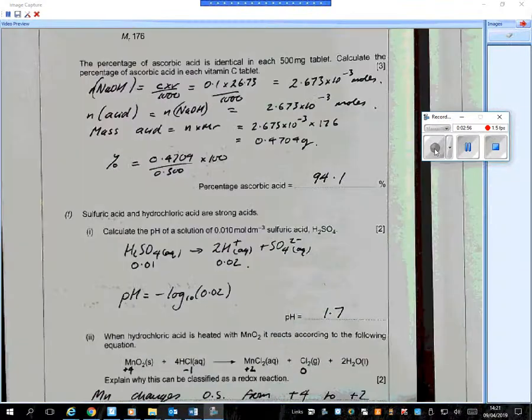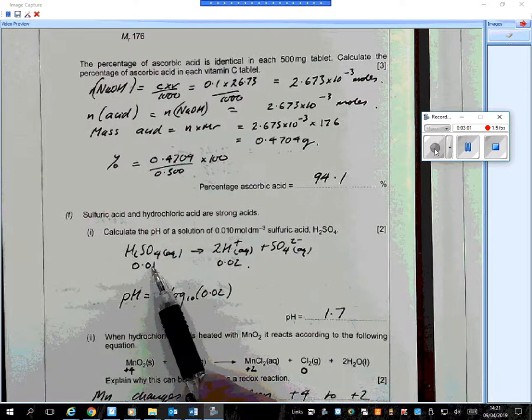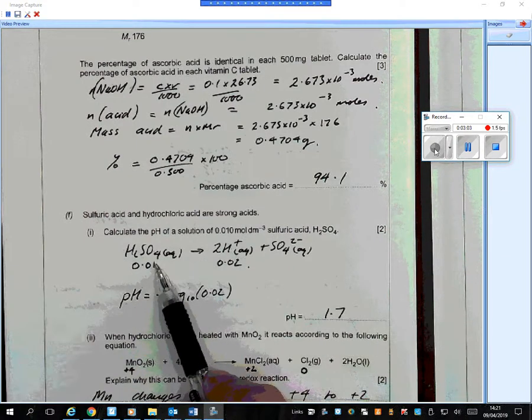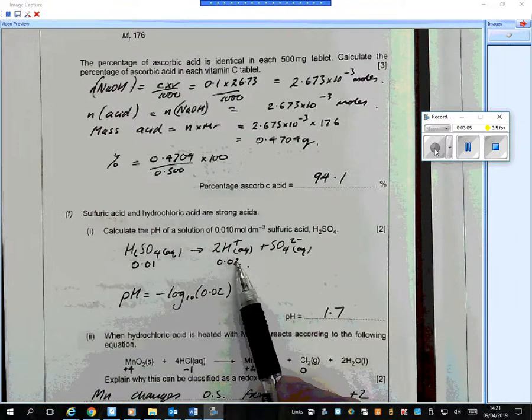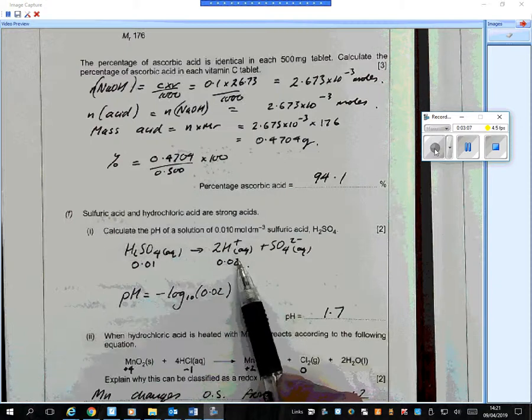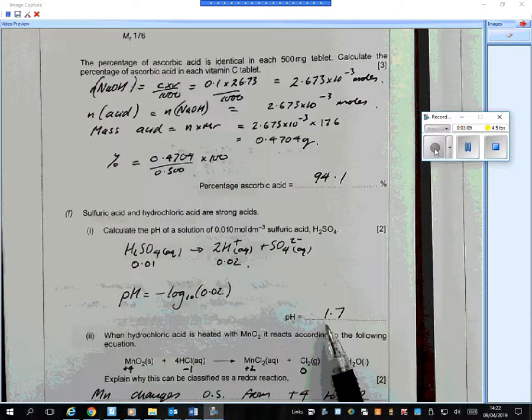So part F, pH. Now this is a tricky one. If you're starting off with 0.01 of H2SO4, when that dissociates, you're going to get double the amount of hydrogen. Okay, and then if you work out the pH, that's going to be 1.7.